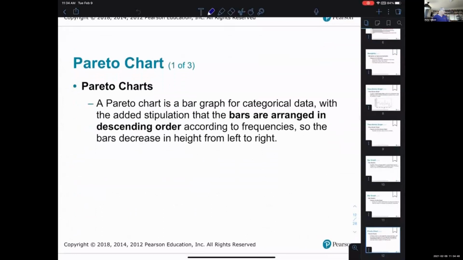And a Pareto chart is a bar graph where you've arranged the bars in descending order, meaning the biggest bar first down to the smallest bar. So you particularly chose to list the categories with the most popular category first, descending down to the least popular category last. A Pareto chart is a particular kind of bar graph or bar chart.